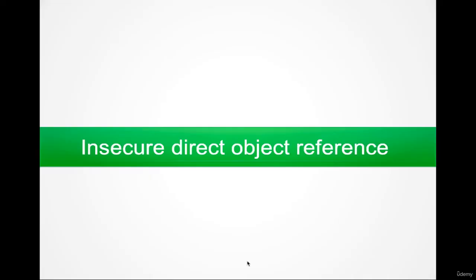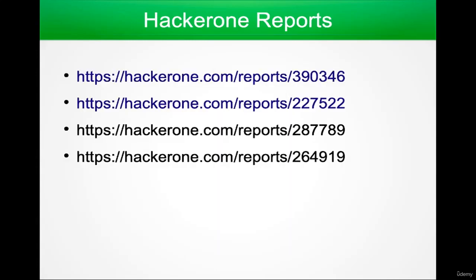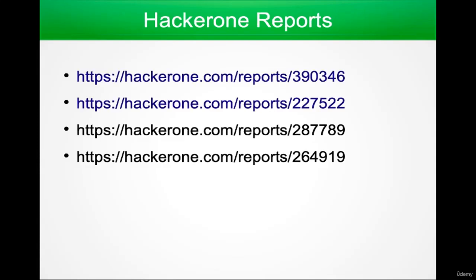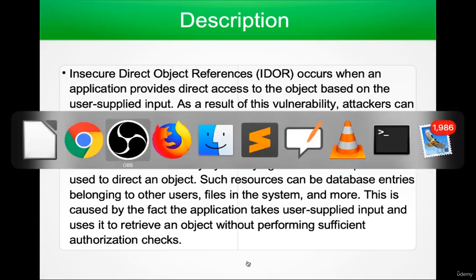Hello friends, now I'm going to talk about the insecure direct object reference vulnerability. So I will be talking about the background concept of IDOR. This is a complete description. Okay, you can read this by simply clicking pause and then reading. Basically I'll explain it in very simple language. These are some of the HackerOne reports. Now steps to hunt account log. Sorry, I think I haven't edited it. No worry. Okay, so this is IDOR vulnerability right now. Let me teach you the background concept.